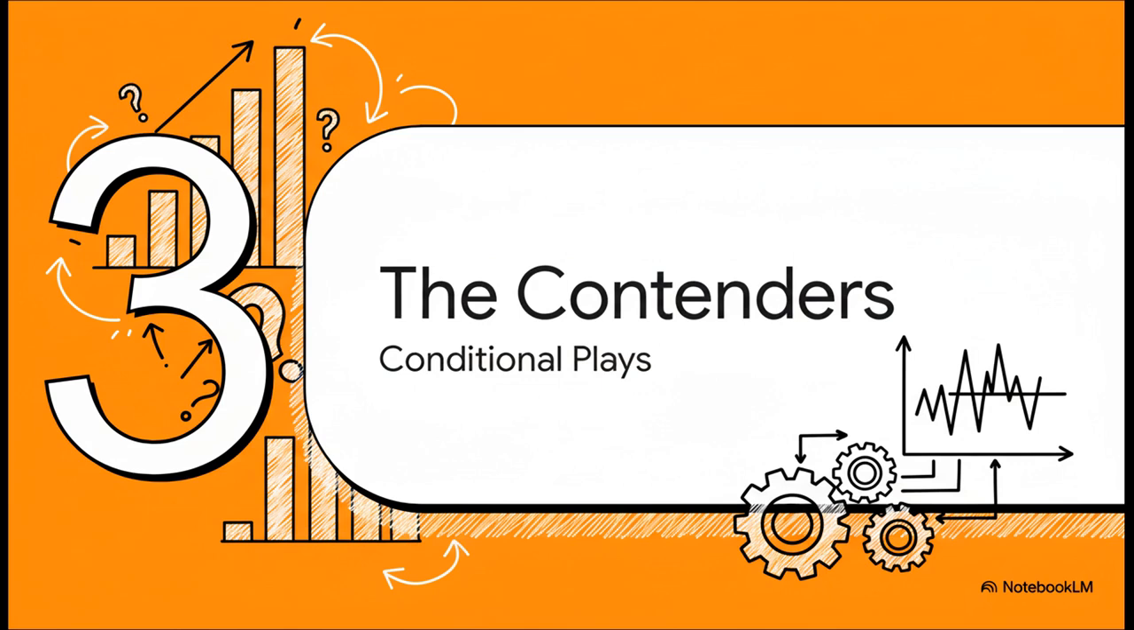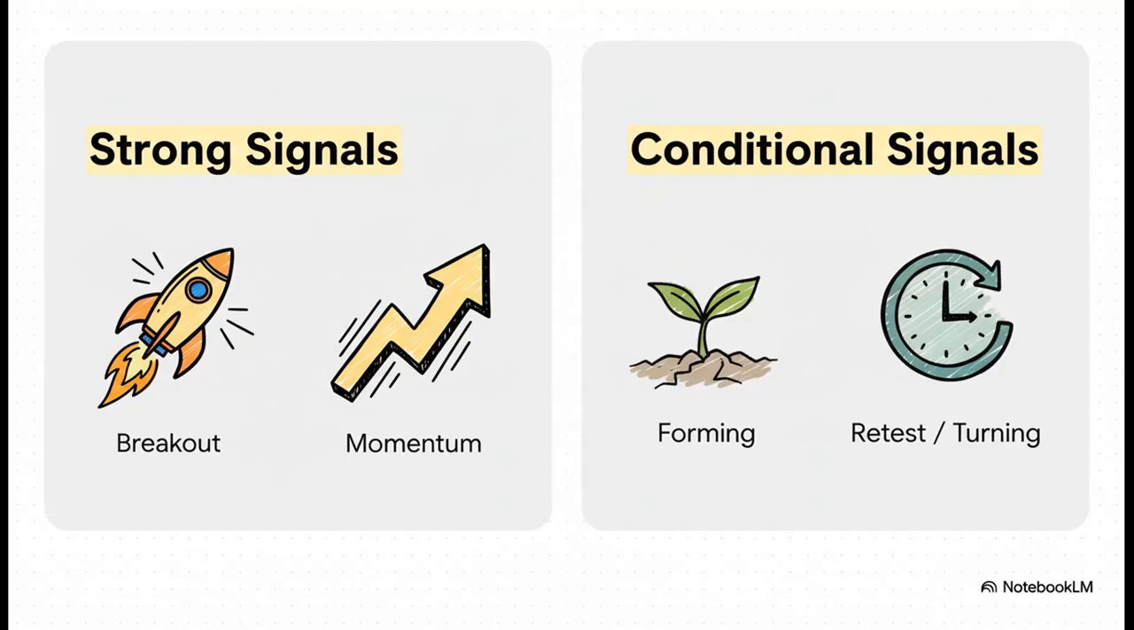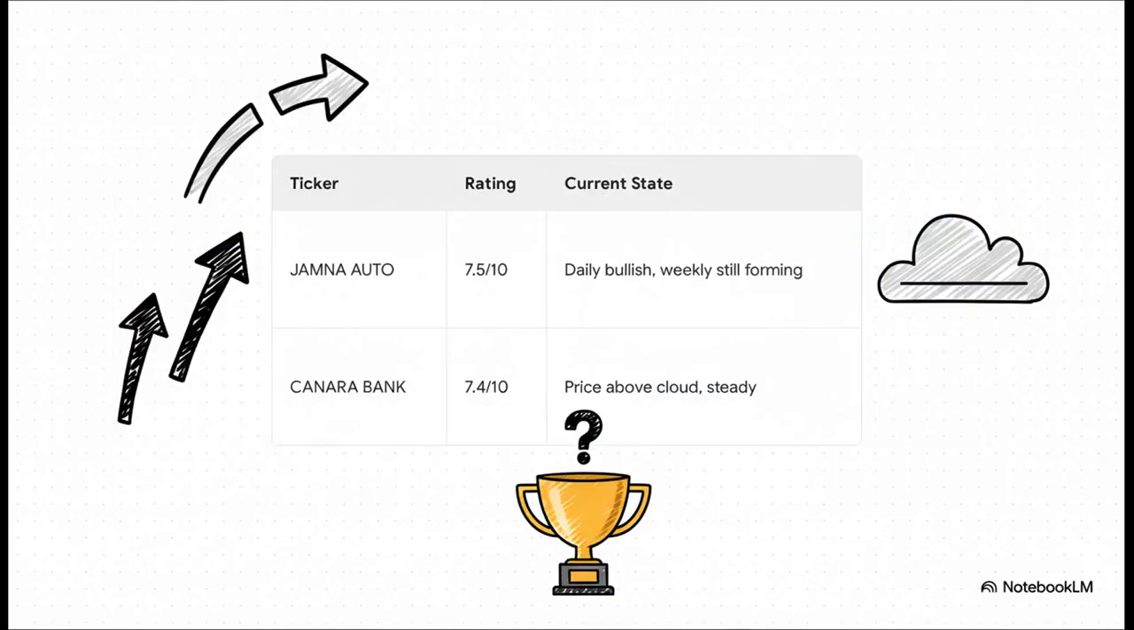Okay, so not every good signal is going to be a perfect 10. Let's look at the next tier down, the contenders. These are stocks with really solid ratings, but there are some conditions attached. You've got to read these with a bit more nuance. And you can really see the difference in the language here. For those strong signals, you see these power words like breakout and momentum. But for these conditional plays, we see words like forming, turning, or retest. That kind of language is a clue that the setup is maybe still developing, or it needs some kind of confirmation.